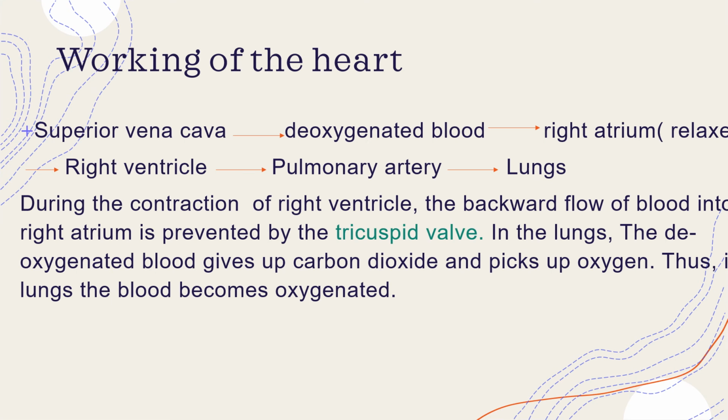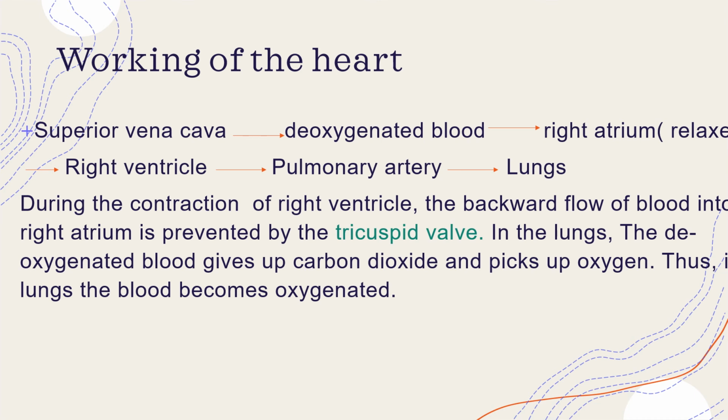Let's see how I have jotted down the working in a flowchart. Superior vena cava receives the deoxygenated blood. Then it enters the right atrium, which relaxes. From the right atrium, it reaches the right ventricle. And from the right ventricle, it passes on to the pulmonary artery. This is all deoxygenated blood. Deoxygenated blood, through the superior vena cava, enters the right atrium, which relaxes. Then it enters the right ventricle. Then through the pulmonary artery, it reaches the lung. So this is all the deoxygenated blood.